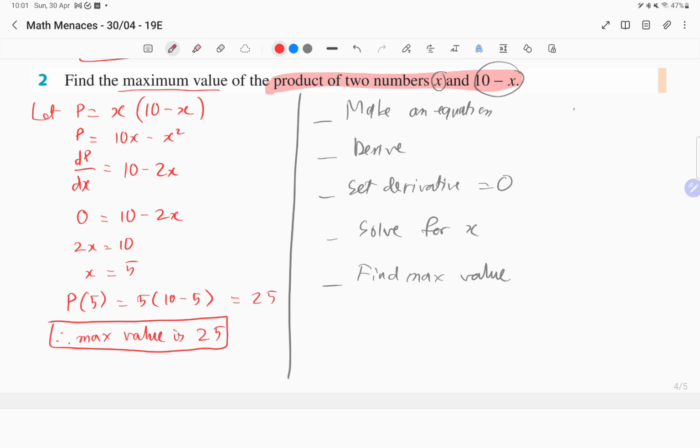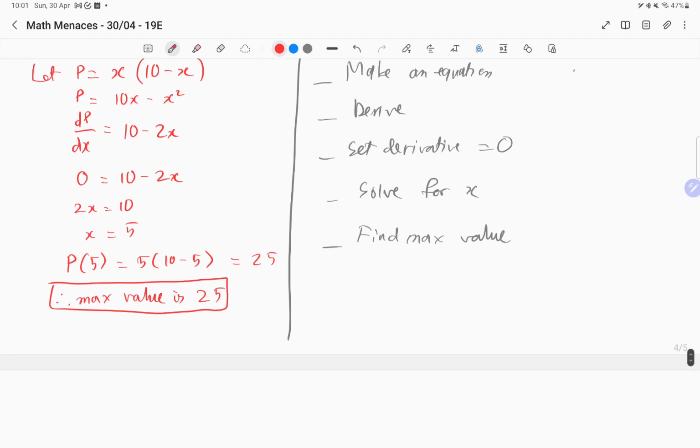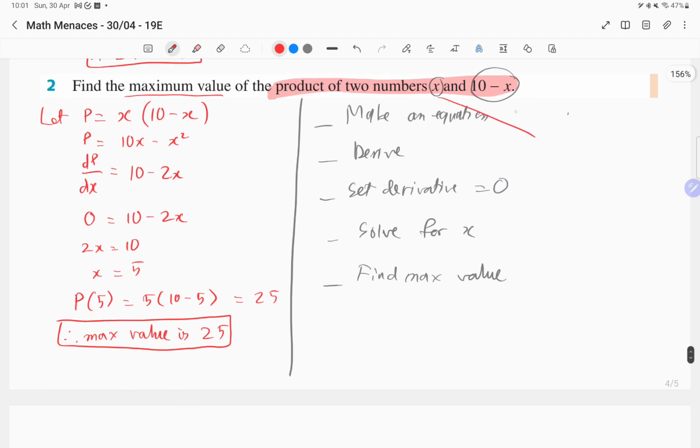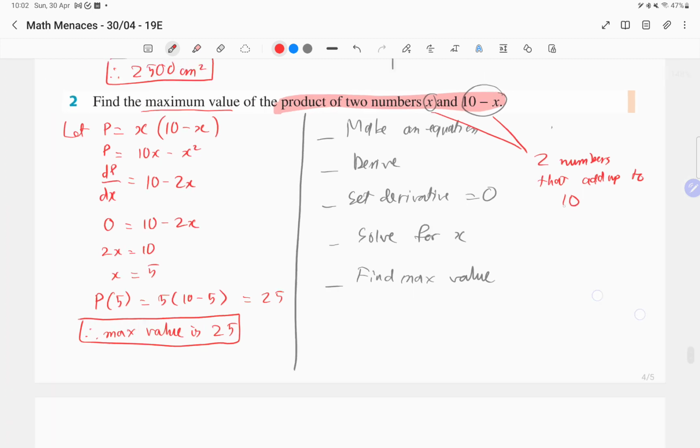Okay. Actually, let's use an example. Let's just say we have two numbers. So this thing here, 10 and 10 minus x, means two numbers that add up to 10. Right? Because if one number is 4, the other one is 6. If it's 3, 7; 2, 8. So two numbers add up to 10.